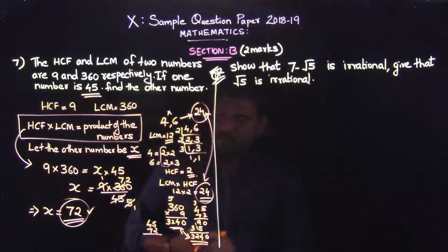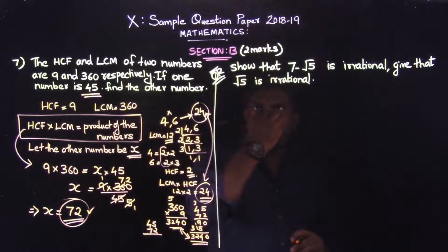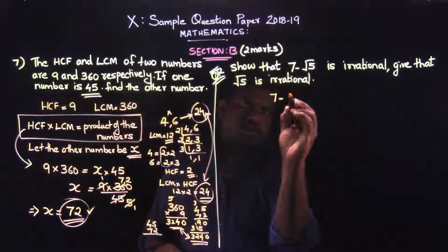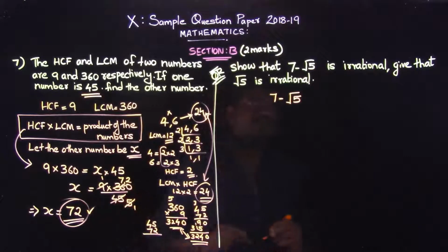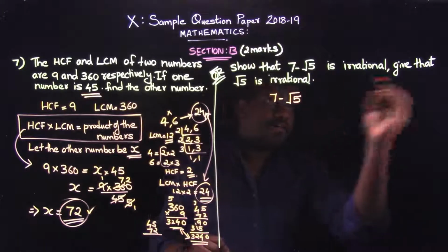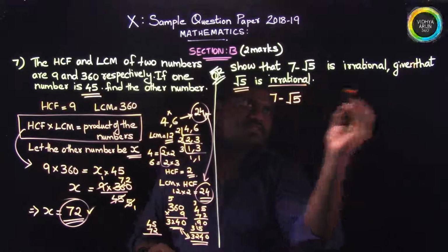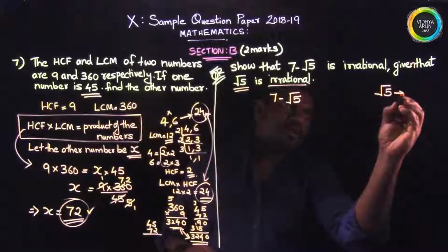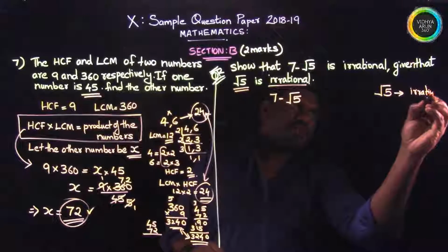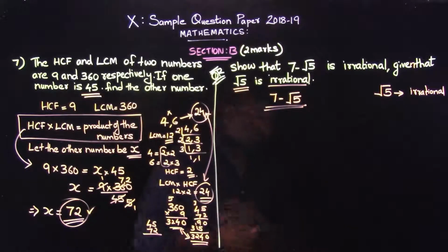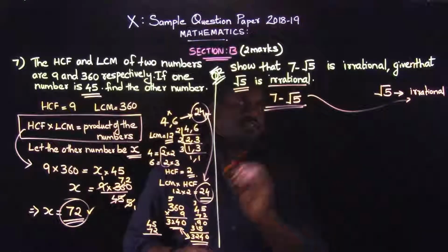Okay, now the next question. This one is an OR question, which they want to show that 7 minus root 5 is irrational. It is given that root 5 is irrational. That means it's already given that root 5 is irrational, and you are supposed to show that this one is also irrational. We want to show it.